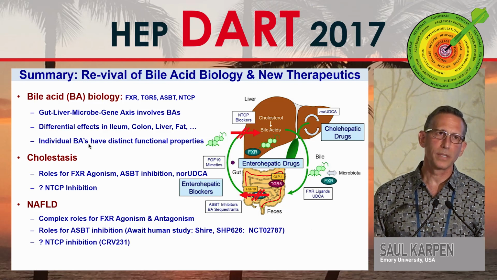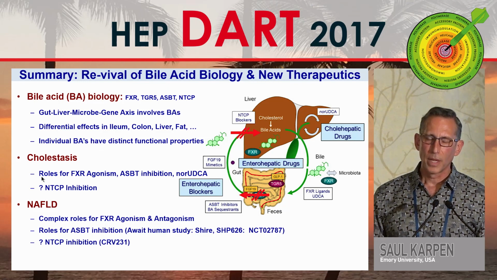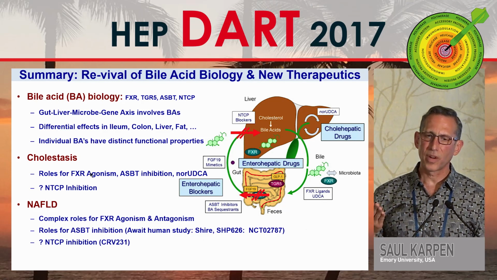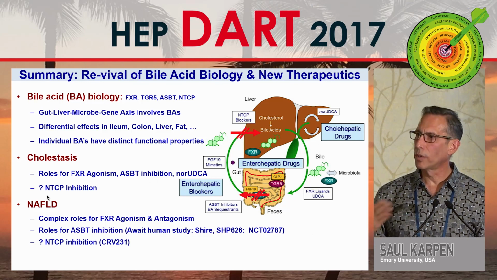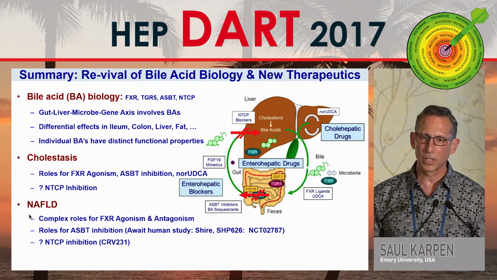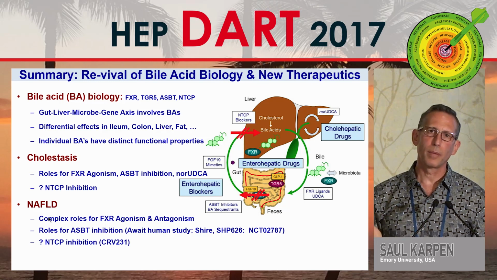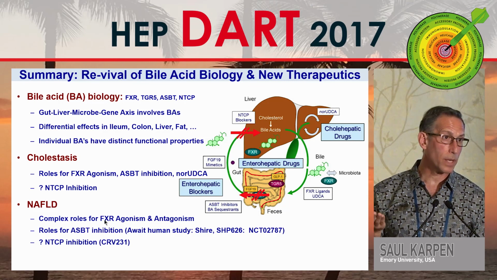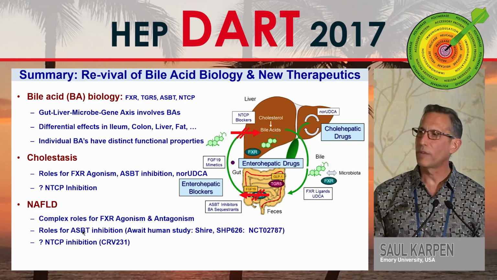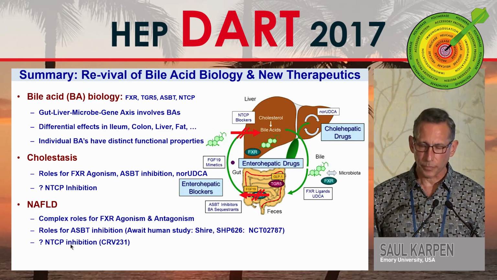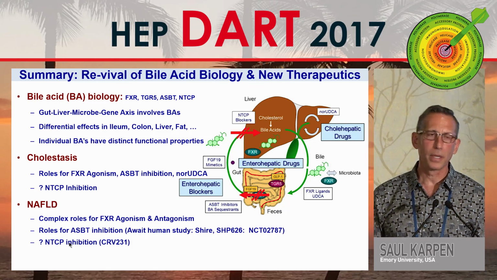Individual bile acids have distinct functional properties, as I alluded to. In cholestasis, it's good that there are several arcs for industry, for FXR agonism, ASBT inhibition, and NTCP inhibition, but I think what we're learning in this setting with NTCP inhibition may play out as well for certain liver disease. And for NAFLD, I think it's really complex what FXR is doing in the NAFLD world, just because of what I alluded to, at least in the mouse models for agonists and antagonists. We'll wait for the ASBT inhibitor trial. And again, here, just based on the nice poster from yesterday about NTCP inhibition.